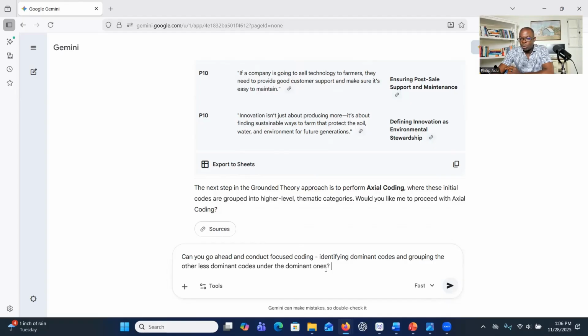Maybe the system will use the number of participants that are connected to a specific code, and also the number of statements that are connected to a specific code. It may not consider the other aspect, which is the significance of the code. So you can define what you mean by dominance so that the system will know, and then the system will do that.